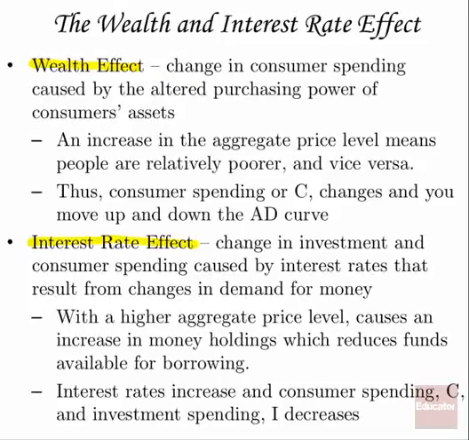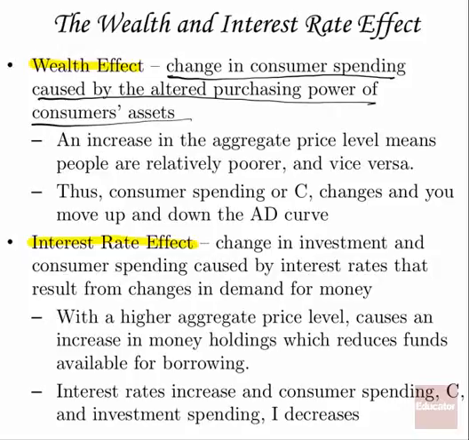The wealth effect means that you have a change in consumer spending caused by the altering purchasing power of a consumer's assets. So an increase in the aggregate price level means that people are relatively poor. It's very simple. The value of your assets decreases, and as a result, you feel poorer. So there's this wealth effect here, and vice versa. A decrease in the price level means that you feel relatively richer, and so therefore you're going to buy more goods. You're just going to buy more stuff as a whole, and vice versa. It works both ways, right?